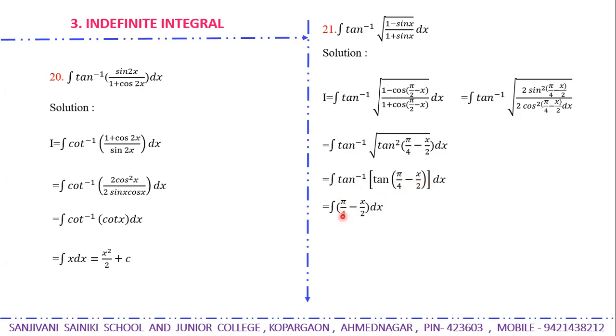Then integration of pi by 4 is pi by 4 x and integration of x by 2 is x square upon 4. So it is equal to pi by 4 x minus x square by 4 plus c, which is the integral of the given function. So these are all the solved examples based on that elementary formula. Now we will stop here.